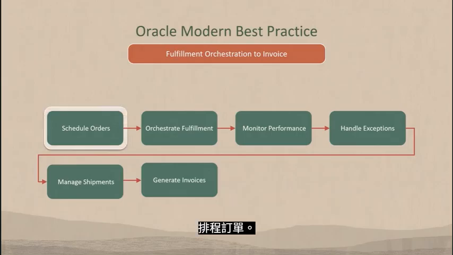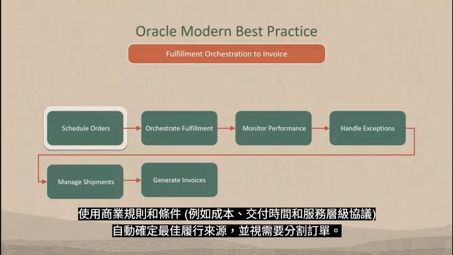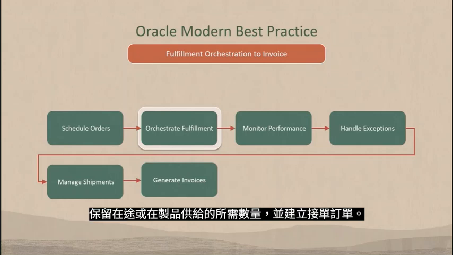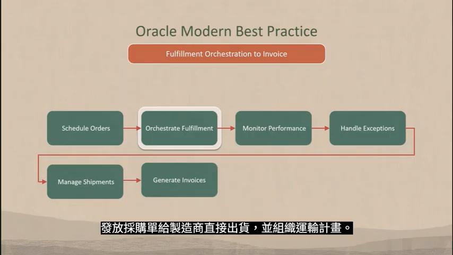Schedule orders. Determine optimal fulfillment sources automatically using business rules and criteria such as cost, delivery time, and service level agreements, with the ability to split orders if required. Orchestrate fulfillment. Generate warehouse orders for in-house inventory. Reserve the required quantities from in-transit or WIP supply, and establish back-to-back orders. Issue purchase orders to drop shipment providers and organize transportation plans.